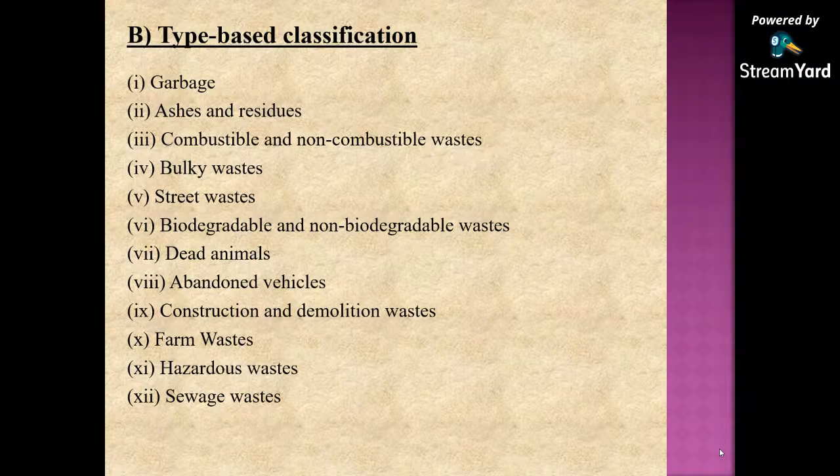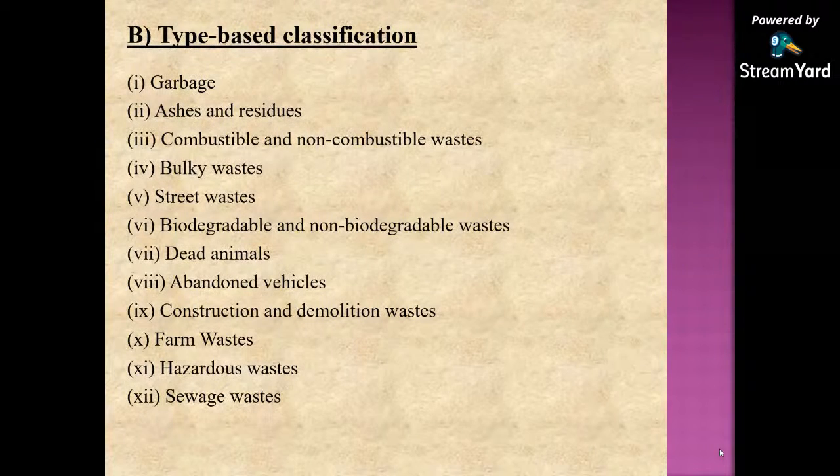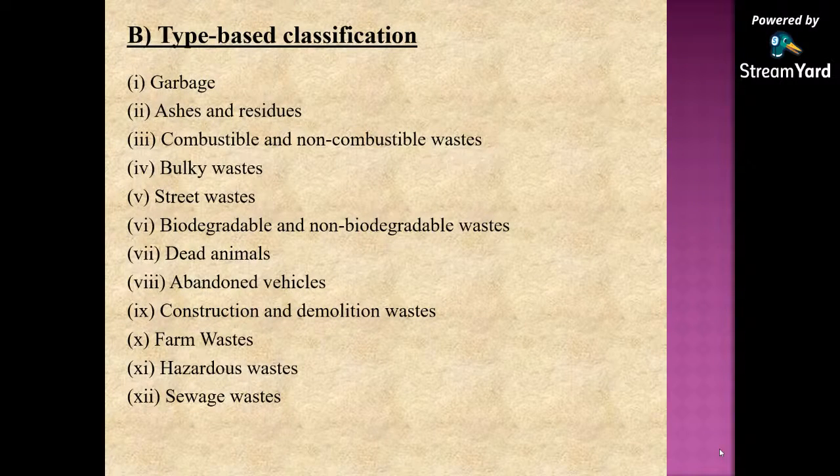Next type-based classification is abandoned vehicles. This category includes automobiles, trucks and trailers that are abandoned on streets and other public places. However, abandoned vehicles have significant scrap value for their metal, and their value to collectors is highly variable.